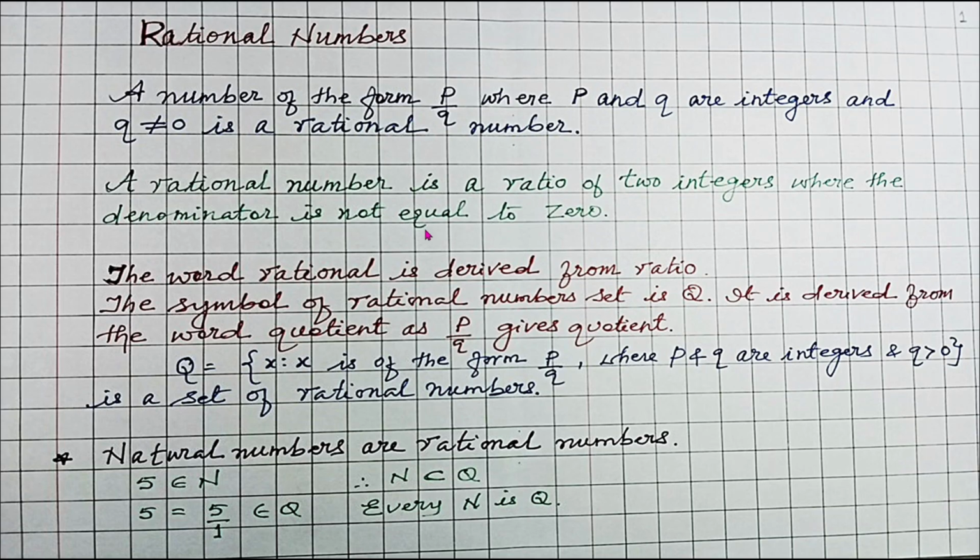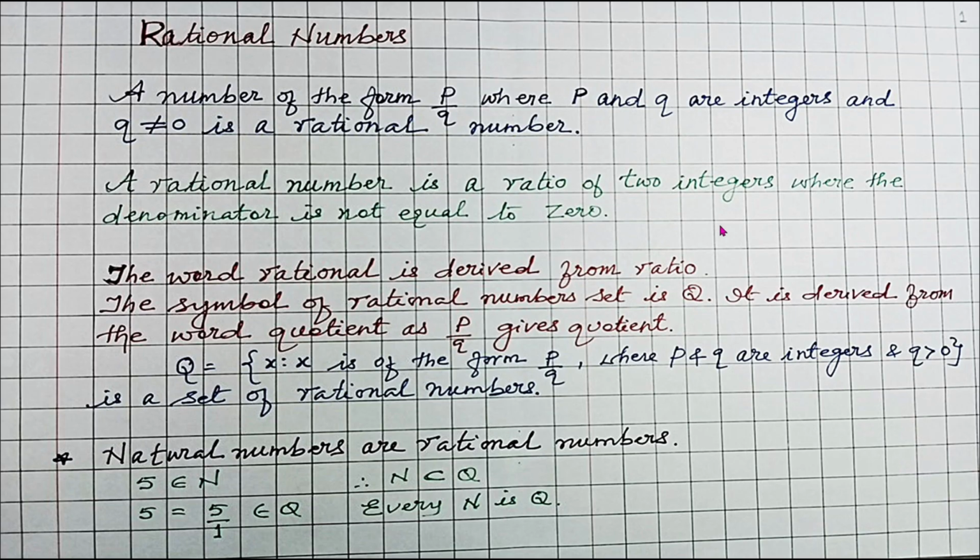A rational number also can be defined as a ratio of two integers. P is an integer, q is an integer. So take a ratio of p and q, then it is a rational number. Only condition is that q should not be equal to 0.